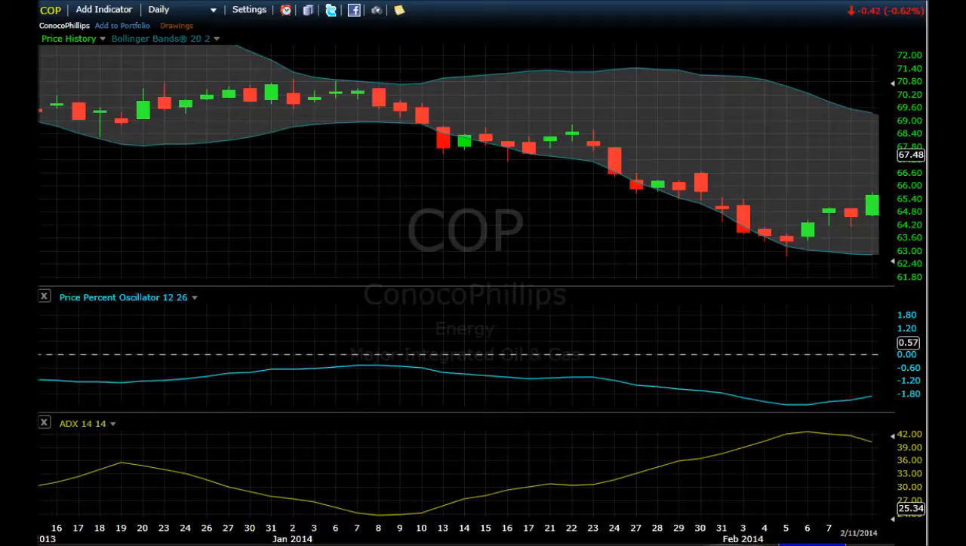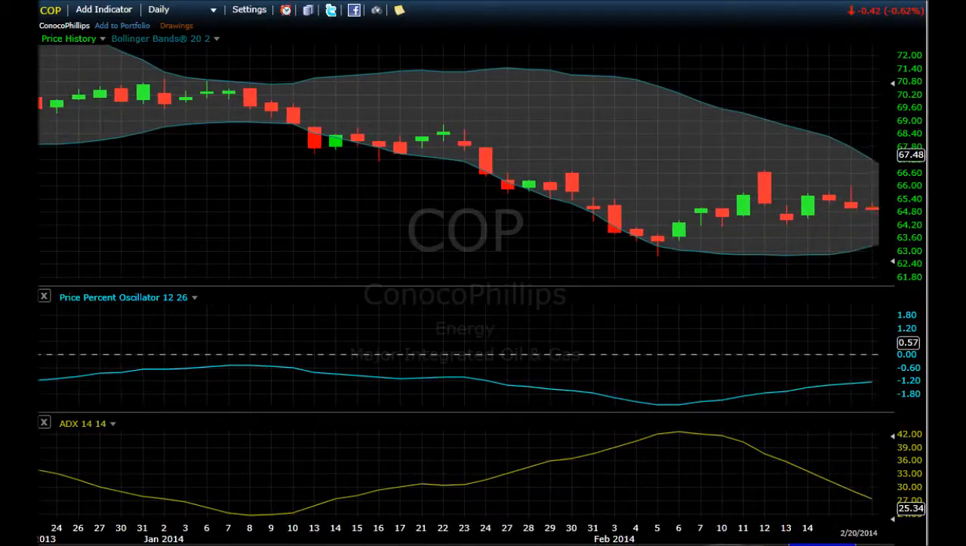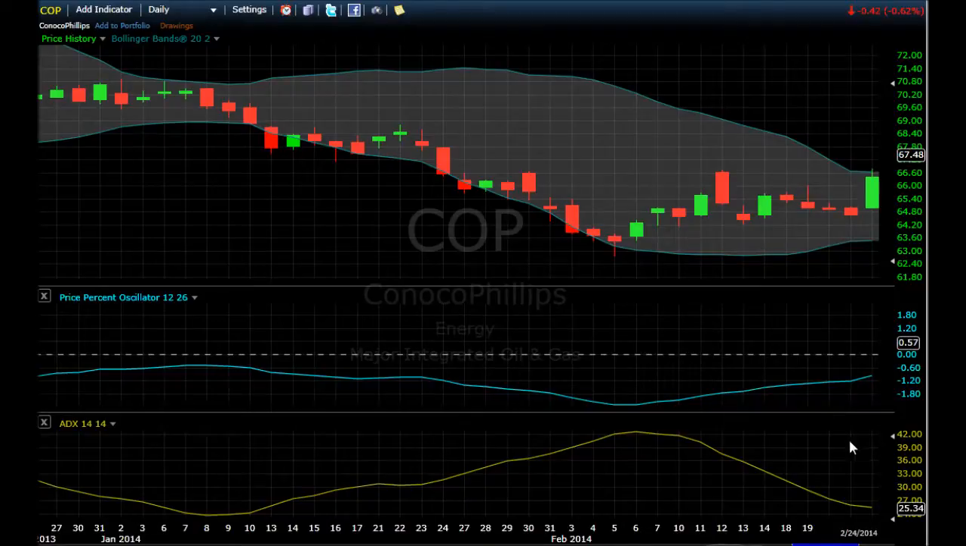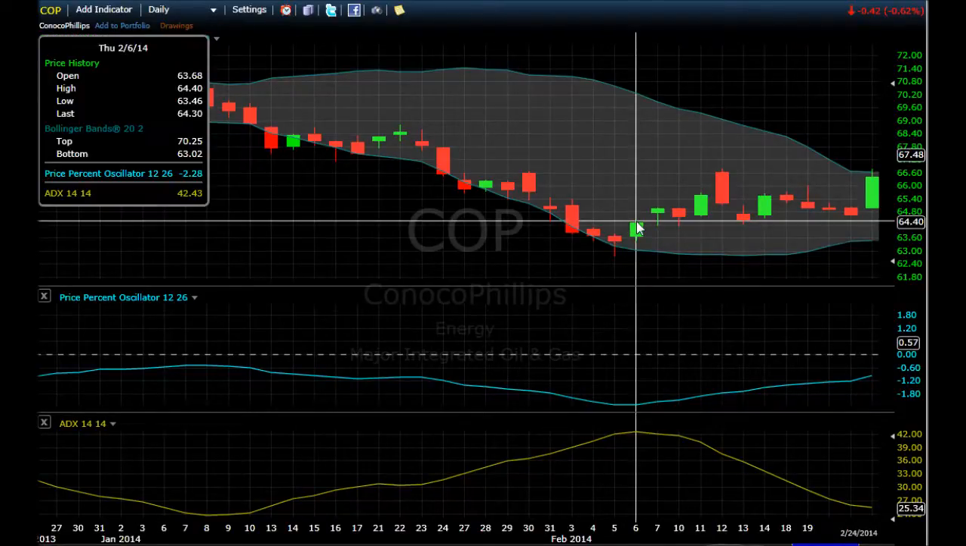So again, now you see the lines are actually growing apart here. So in this example, you could have bought at 64.40. You could probably have sold at 66.72.